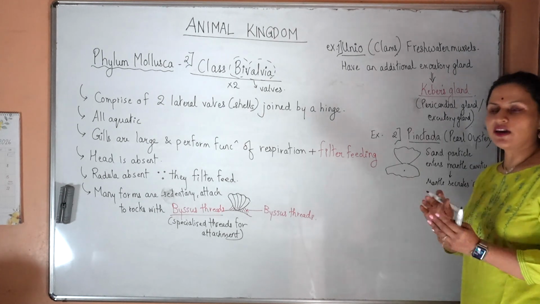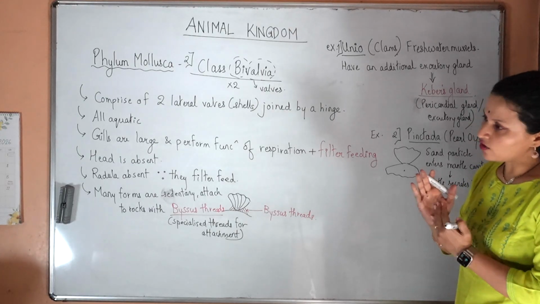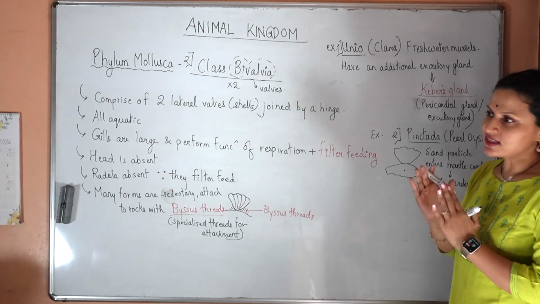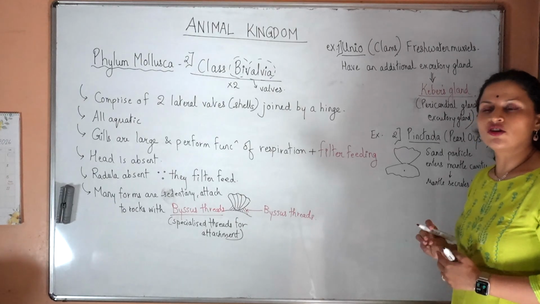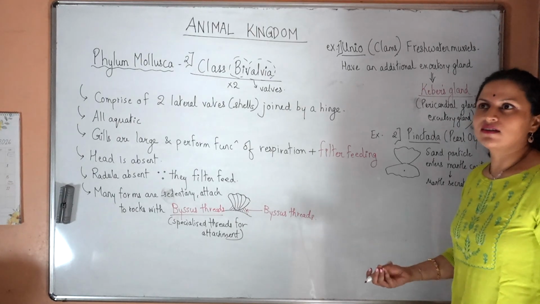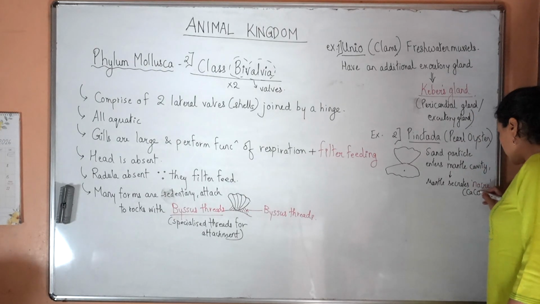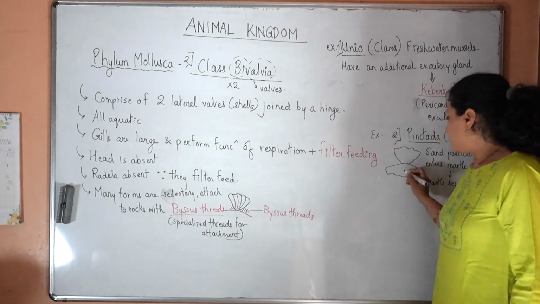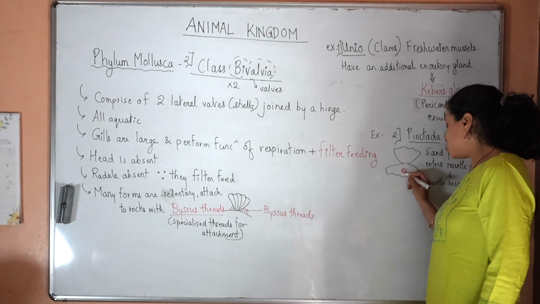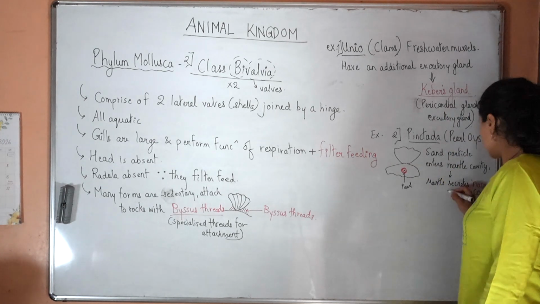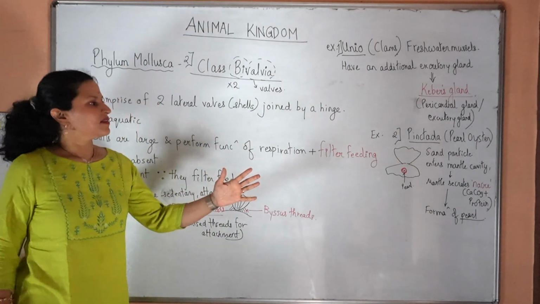What is nacre? If you have ever opened a bivalve in this manner, you may have noticed that the underside of these shells has a very nice silvery luster, a silvery sheen, because of the secretion of this nacre. What is this nacre? It's a mixture of calcium carbonate along with some protein. Around this sand particle, it will secrete the nacre in such a manner that this will eventually result in the formation of the pearl. This is how the pearl is formed. So that is about the second class, Bivalvia.